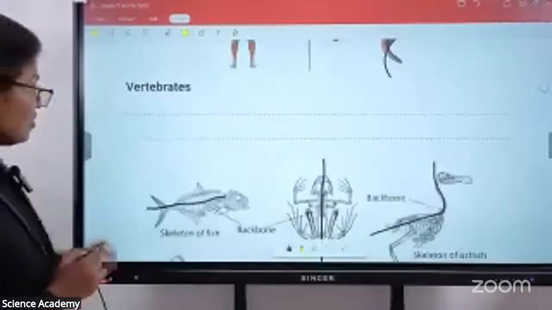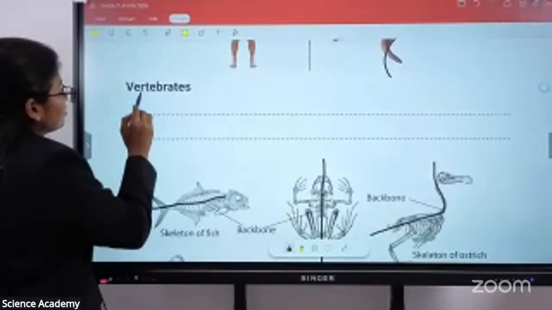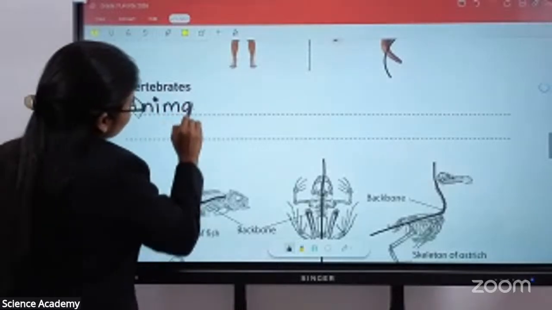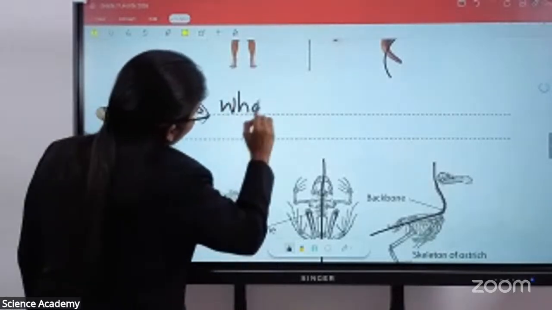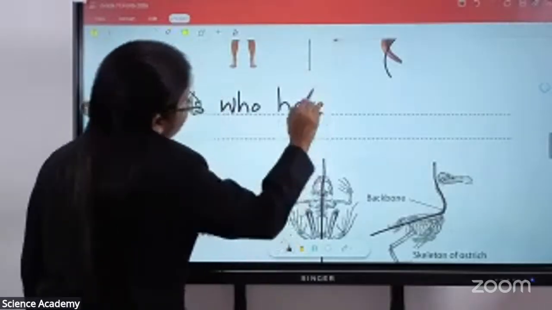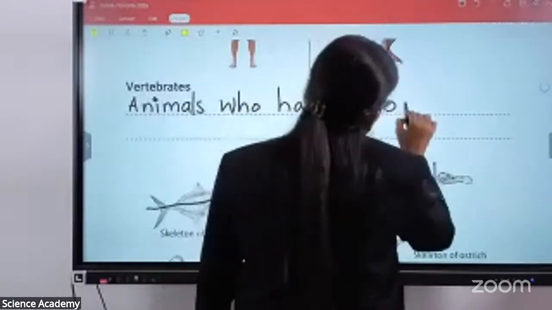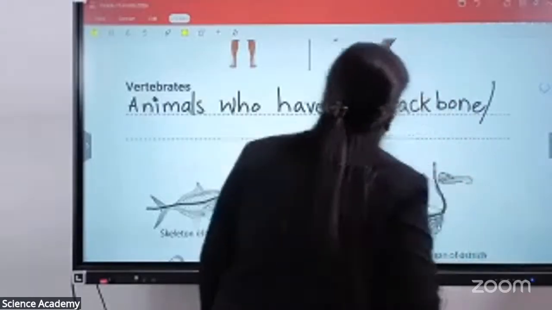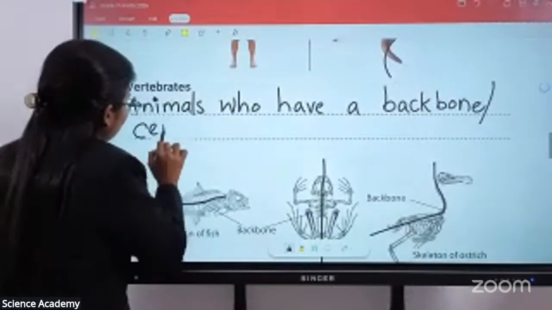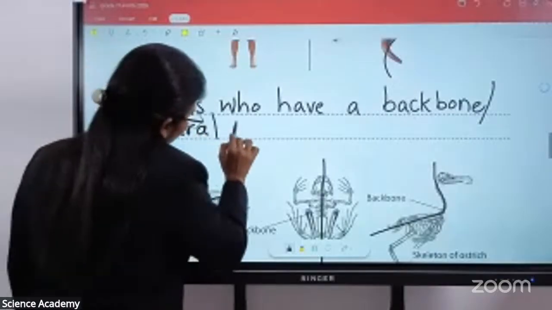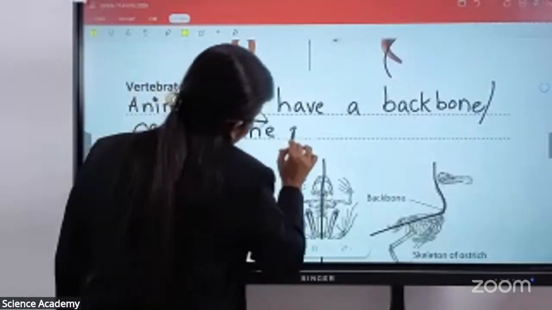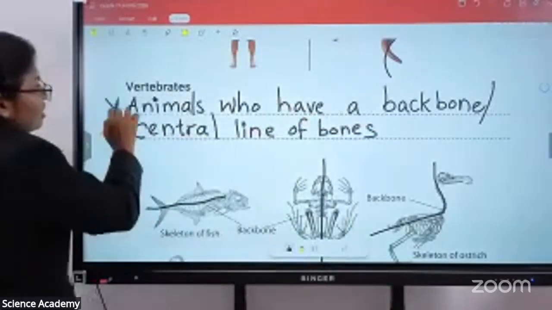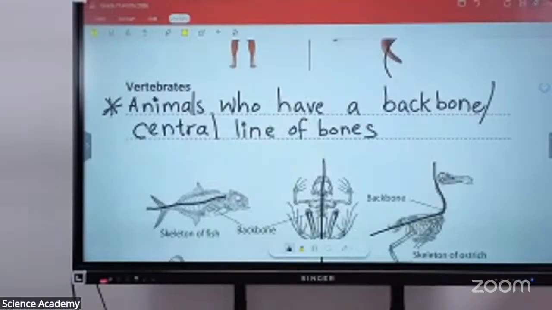Here we'll define vertebrates: animals who have a backbone or central line of bones are called vertebrates.